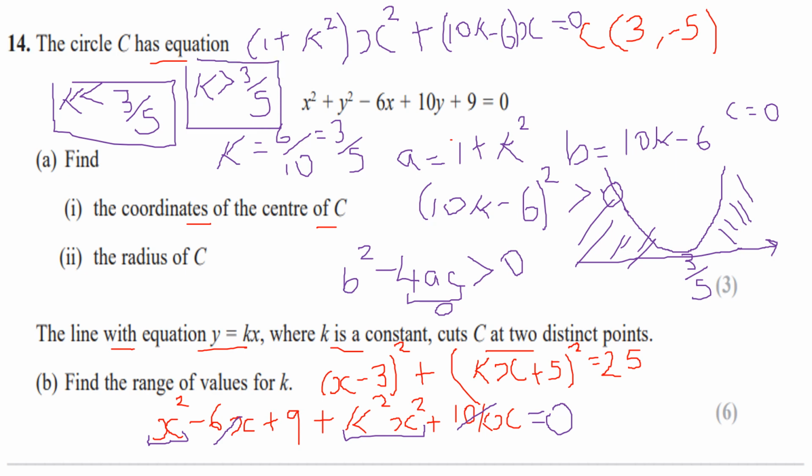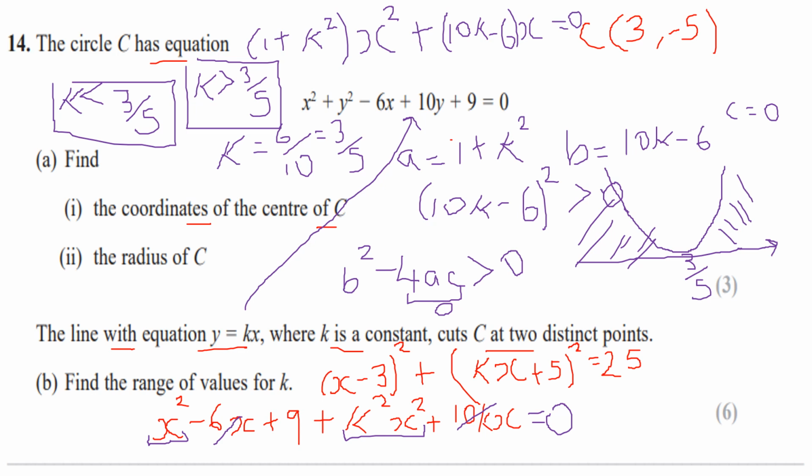Which sounds bizarre because you might be thinking, well, how does that make sense here? I may have made a little mistake here, so please point it out to me in the comments section. But the idea of part B is you sub y equals kx into this equation, and form a quadratic in terms of x squared here and x here, and a constant here, and k squared here and kx.